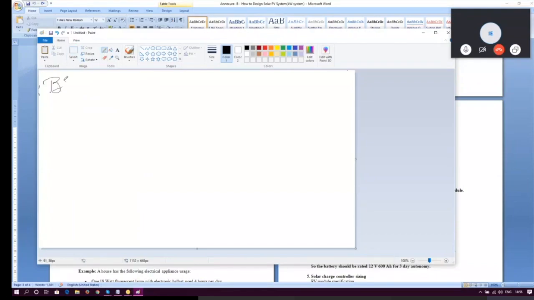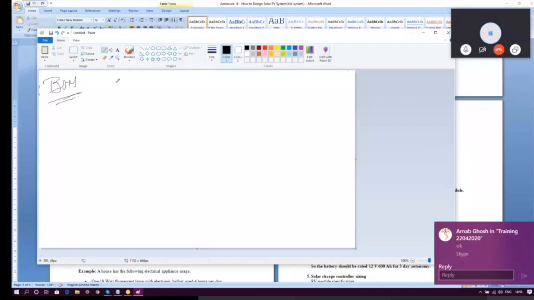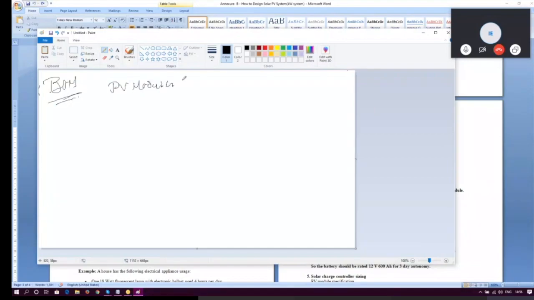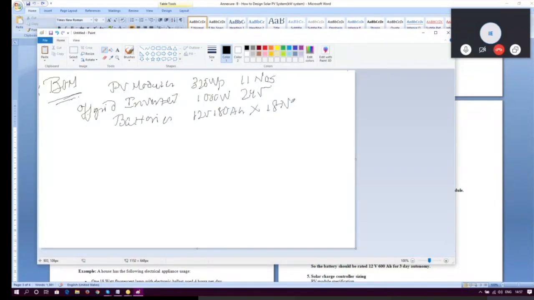So if you are going by the BOM of an off-grid system, first we will have PV modules. In this case, we have got 325 watt peak modules, 11 numbers, right? Next is the inverter. We need to mention it's an off-grid inverter of 1000 watt, 24 volt. Next, we need to take batteries for backup calculation. We have taken 12 volt 180 ampere hour batteries, 18 numbers.